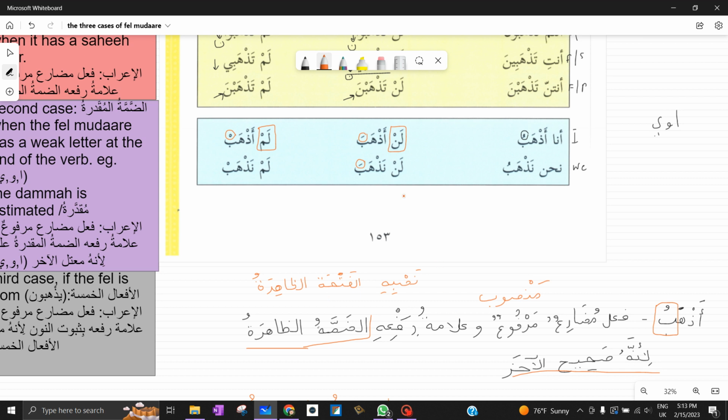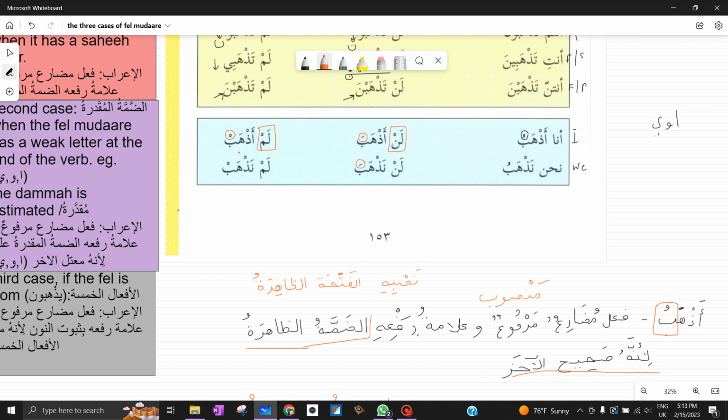And if it is a weak letter here, what will you say? You will say الفتحة المقدرة لأنه معتل الآخر. Okay. Now this is how you will do the i'rab for the nasb case.